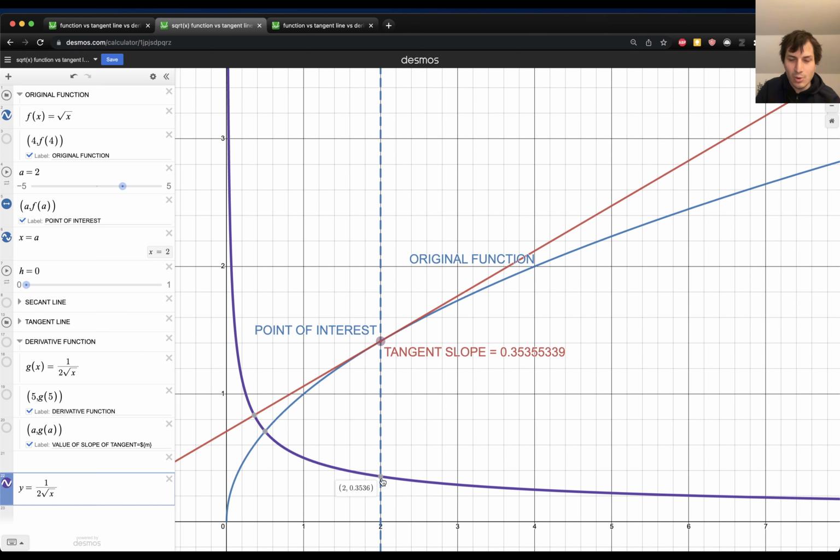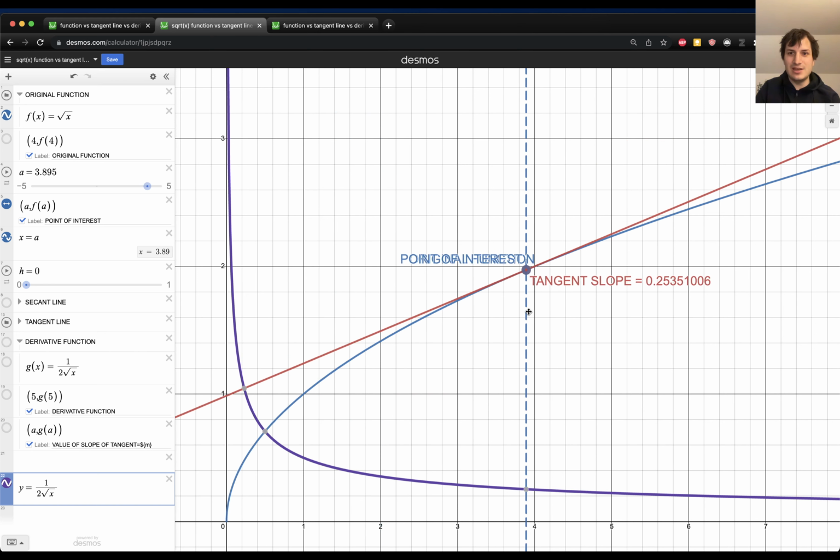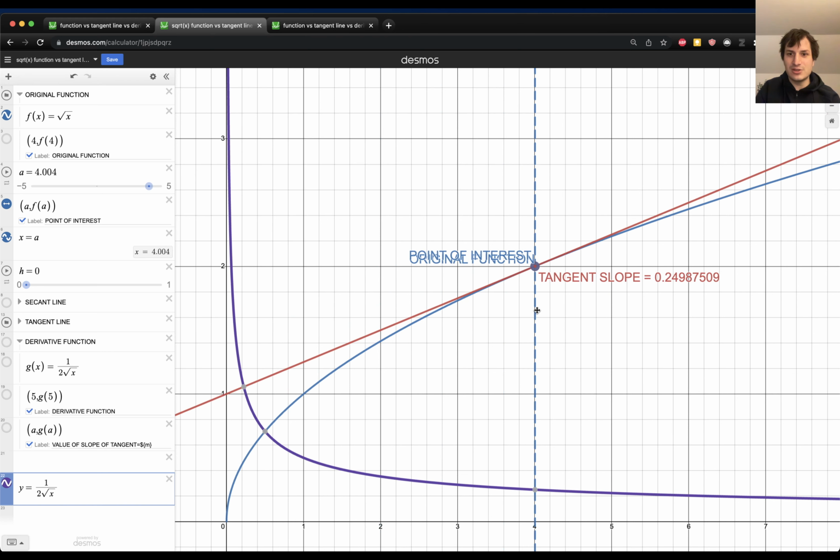What is the value of the function? 0.3536. There you go. So that worked well. And at x equals 4, say, the tangent line slope is 0.25, looks like, if you get it right on. Is this 0.25? Yes, it is. So this function, 1 over 2 square root of x, seems to match perfectly.